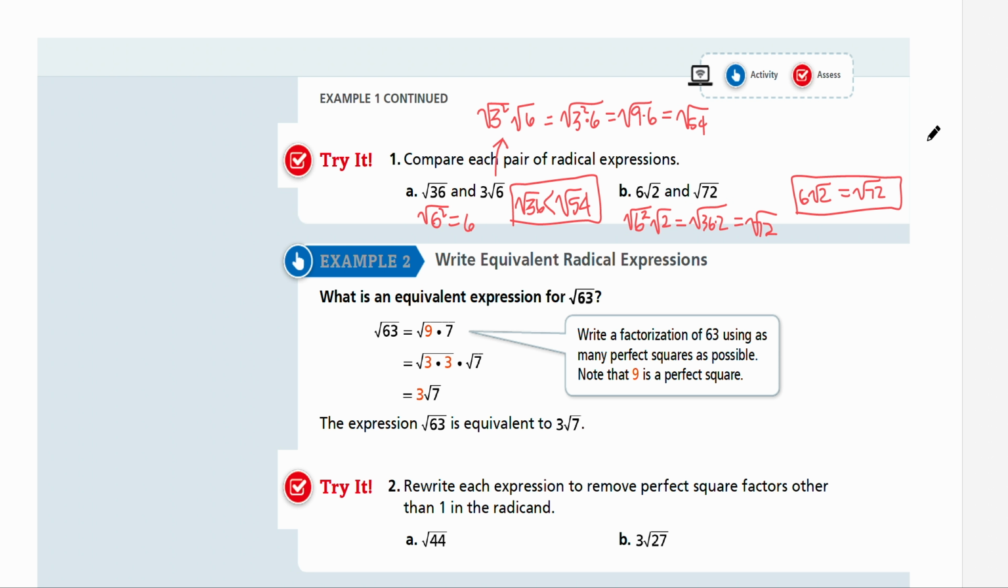Write equivalent radical expressions. What is an equivalent expression for root 63? So root 63, you can also factor this out into 9 times 7. And 9 is actually 3 squared. So then you can separate that and simplify into 3 root 7. Right? So the expression root 63 is equivalent to 3 root 7. So let's look at try number 2. Rewrite each expression to remove perfect square factors other than 1 in the radicand. So rewrite the expression so that you can take out all the factors as possible from the root. Pause the video, see if you can do it by yourself. Come back when you're ready for answers.